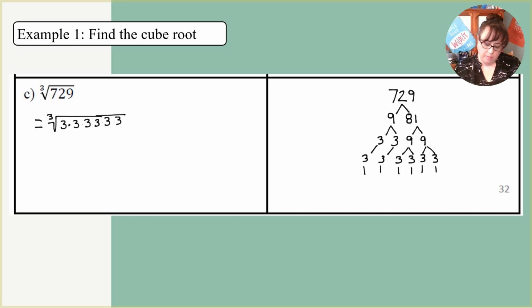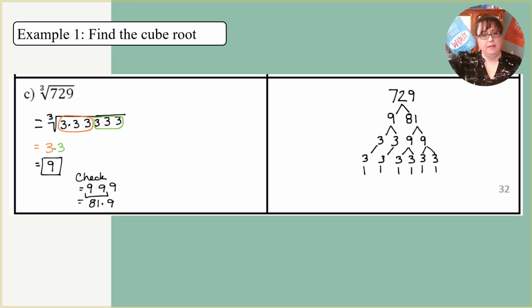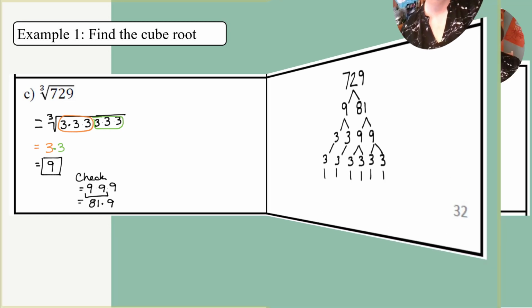And now this time I'm looking for groups of 3 at a time. So here's a group of 3, which means I'm going to write it down once. And then I have another group of 3 right here. So I'm going to write it down another time. So now I have 3 times 3, which is 9. So the cube root of 729 is 9. So that means if I wanted to check it, I would do 9 times 9 times 9. Well, 9 times 9 I know is 81. And 81 times 9 I know from what I did up above is 729.